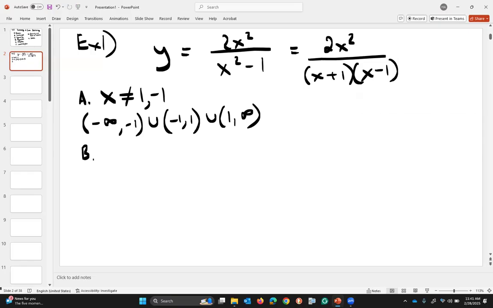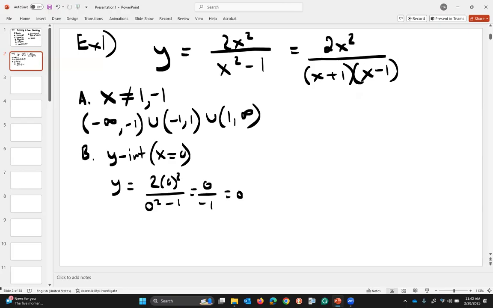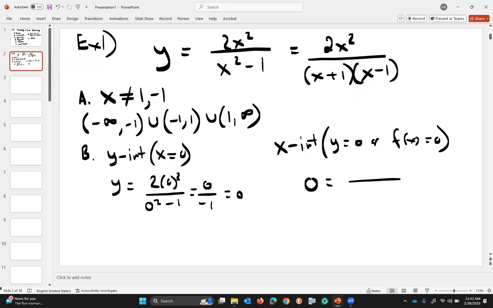Next is the intercepts. The y-intercept is probably the easiest one to do. For the y-intercept, all we do is plug in zeros for the x's. 0 goes on top here, and 0 for the -1 is 0. And then we got ourselves the x-intercept. Now this one, not so fun. It's either y equals 0 or f of x equals 0. The 0 goes on the other side. So now we have this, and we have to solve for that.